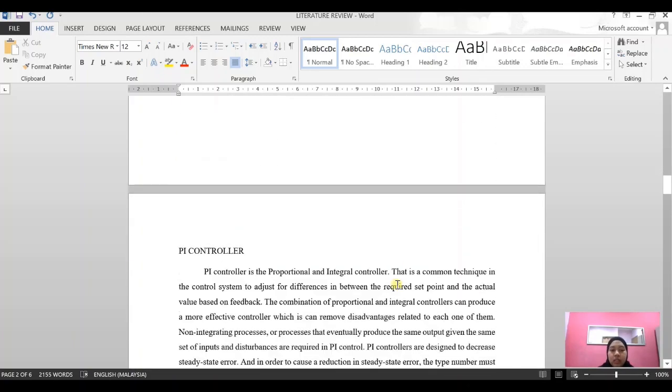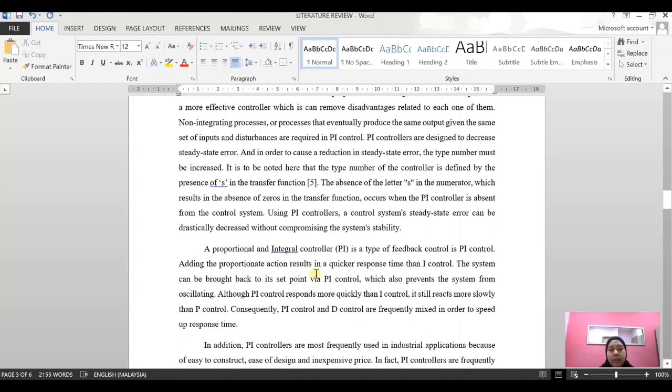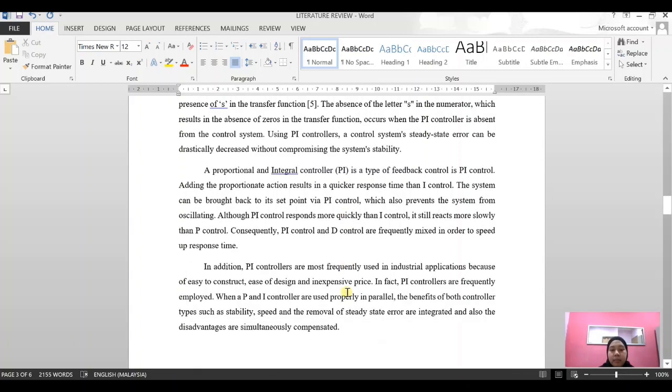Okay, next we go to the PI controller. A PI controller is a proportional and integral controller, and the common technique in the control system is to adjust for the difference between the required set point and the actual value based on the feedback. A PI controller is also a type of feedback control. Adding the proportional action results in a quicker response time than I control. In addition, PI controllers are most frequently used in industrial applications because they are easy to construct, easy to design, and inexpensive.